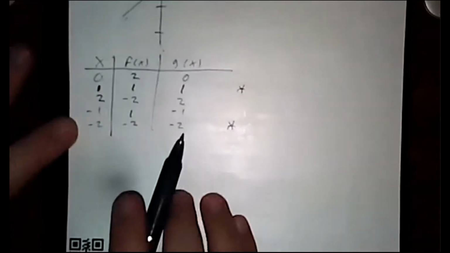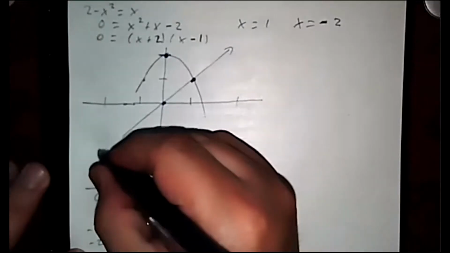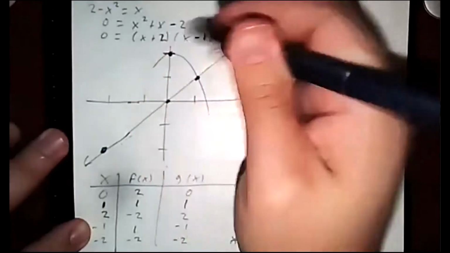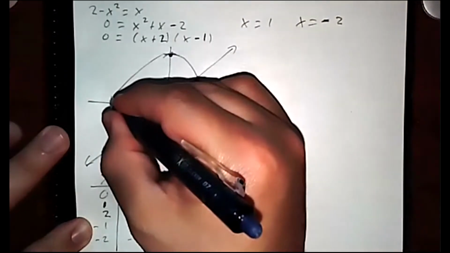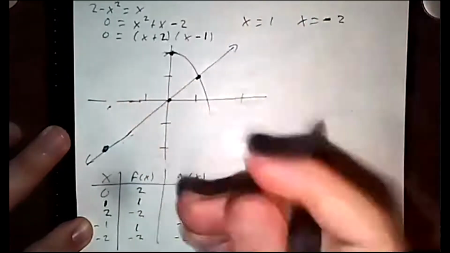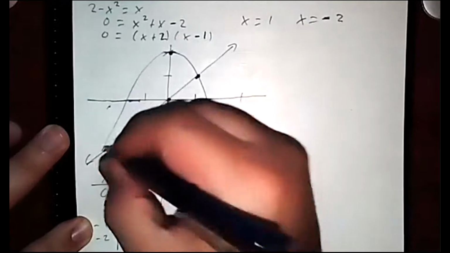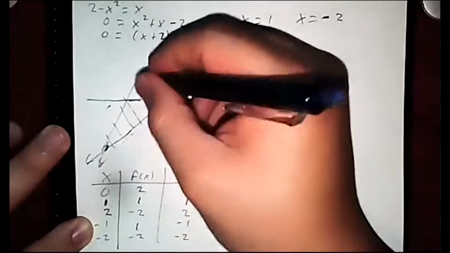We said they intersect at negative 2, right? So let's go ahead and plot those points. Ugh, why did I do that? Drawing is not my strong suit, but figure it out. There we go. Finally, I have my region.